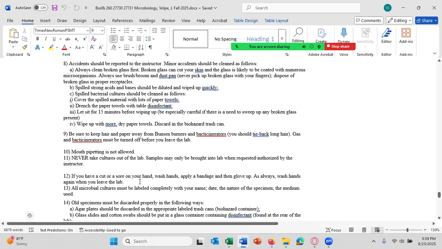If you have a cut or sore on your hand, you should wash your hands the normal way, meaning coming into the lab in the normal way. Go wash your hands and then go to the first aid kit and put on a Band-Aid. And then put your glove on over the Band-Aid. And then when you leave, you should wash your hands. You can go grab another Band-Aid if you want.